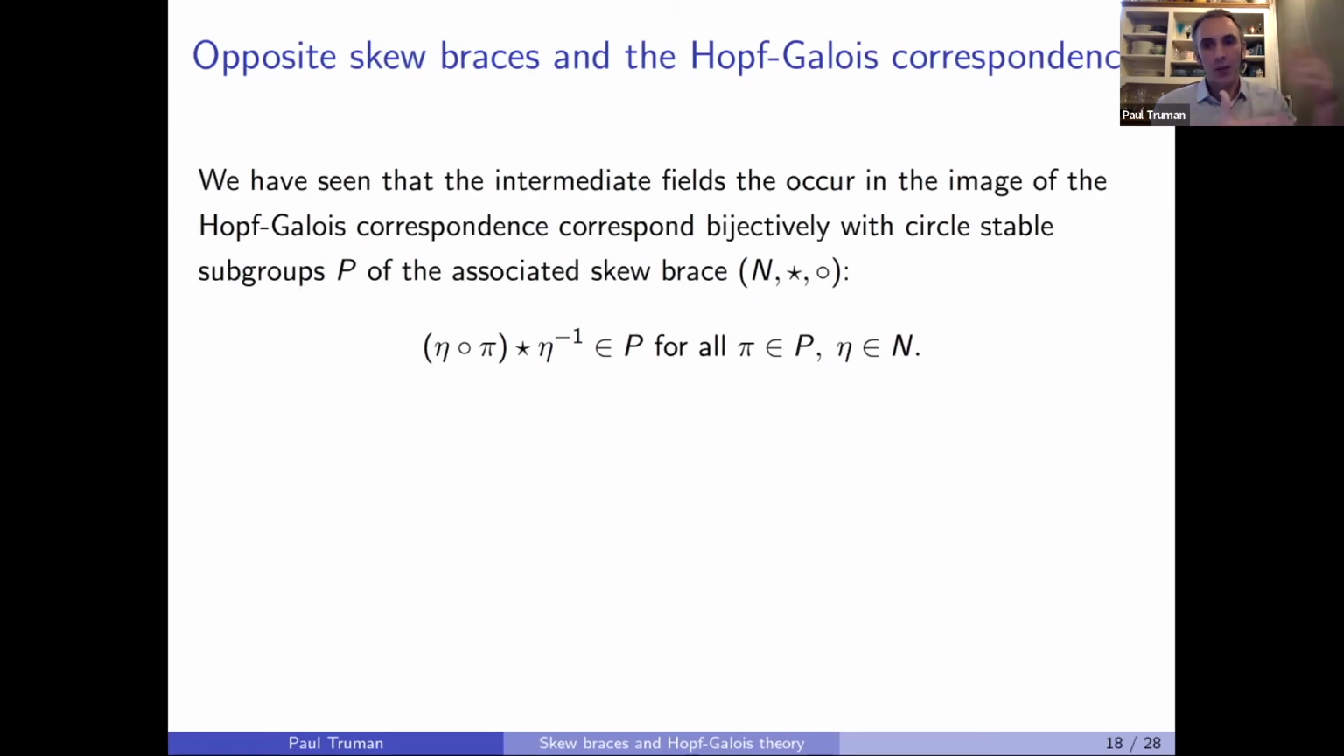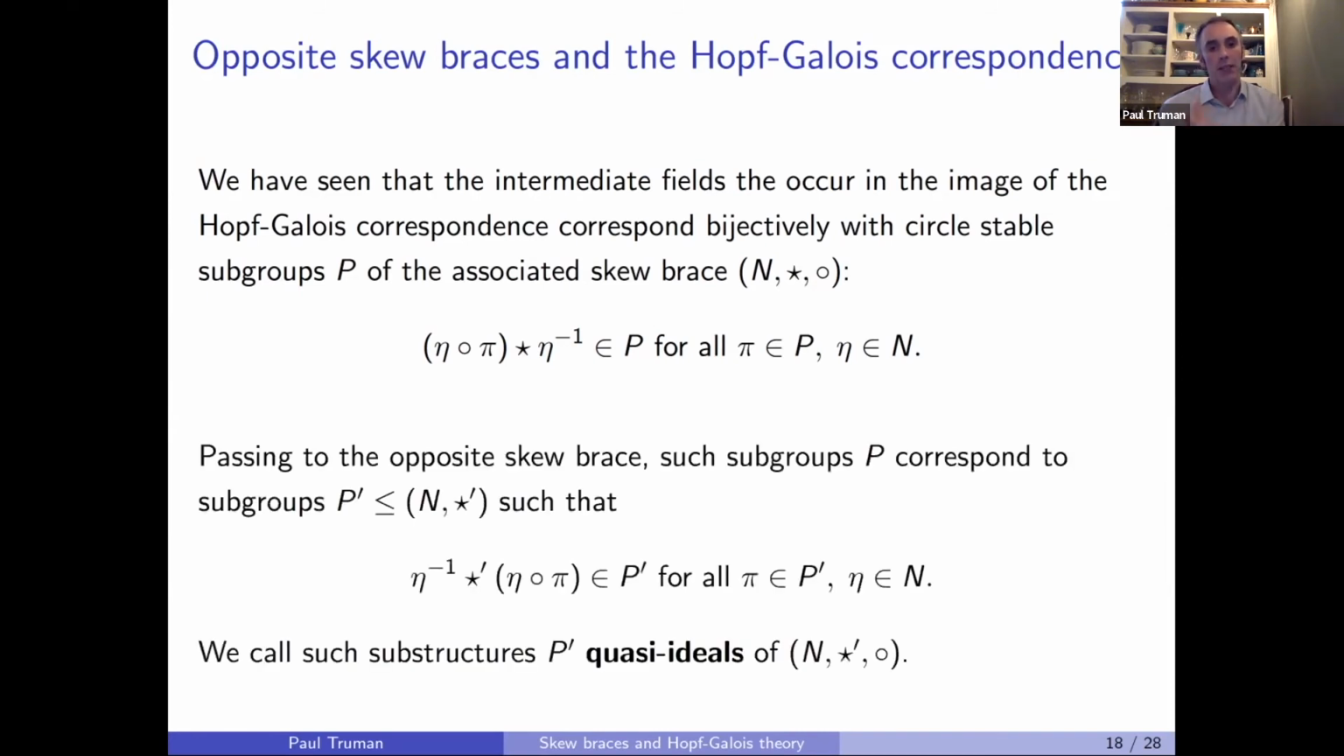Okay, so I said I was going to talk about opposite skew braces in tandem with the Hopf-Galois correspondence, and this is why. Lindsay Childs coined this term circle-stable subgroup to characterize the G-stable subgroups of N. So let's use the skew brace to characterize the G-stable subgroups of my group N, and then they lead on to the intermediate fields in the image of the Hopf-Galois correspondence. But as far as I know, and I think as far as he knew at the time, this construction didn't line up with anything in the skew brace literature.